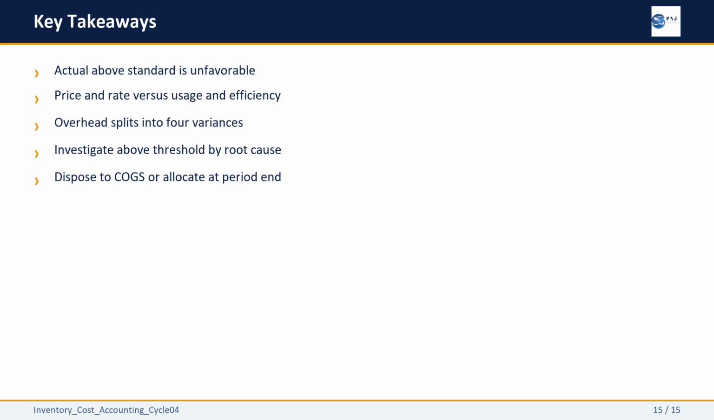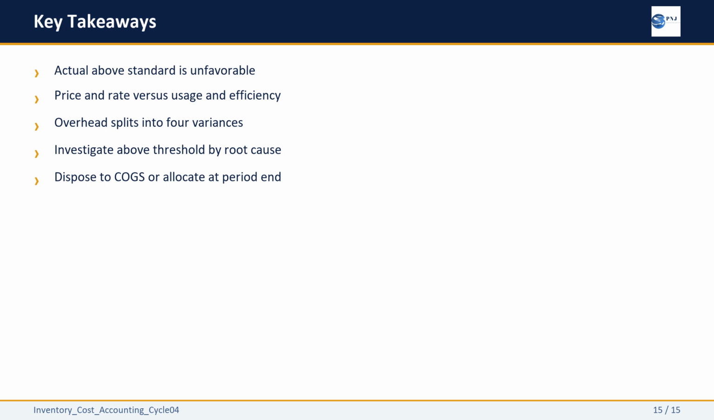Let us pull the threads together. Remember the convention: actual above standard is unfavorable. Materials and labor each split into a price or rate variance and a usage or efficiency variance, and each half points to a different owner. Overhead breaks into 4 pieces, with the volume variance unique to fixed costs.